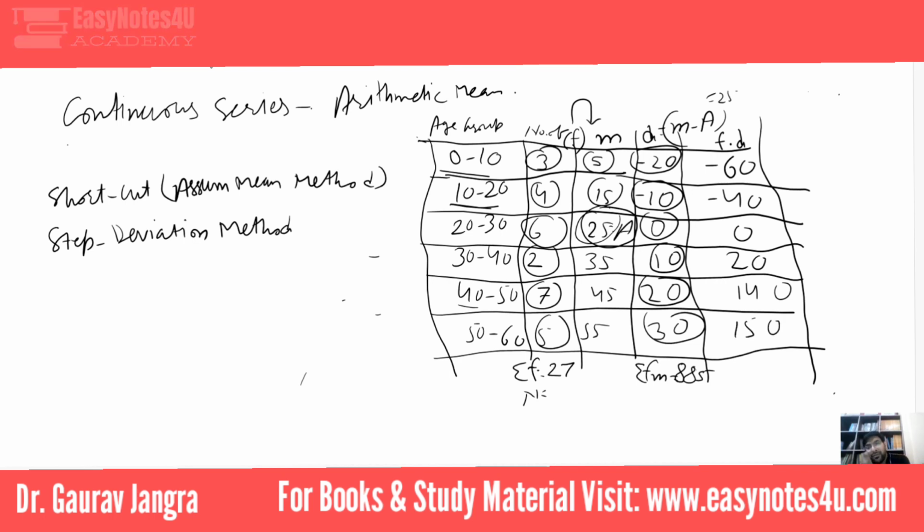Now make the total of it. So it will be 150 plus 140, 290, and 290 plus 20, 310. 310 minus 100, 210. So summation fd will be 210.